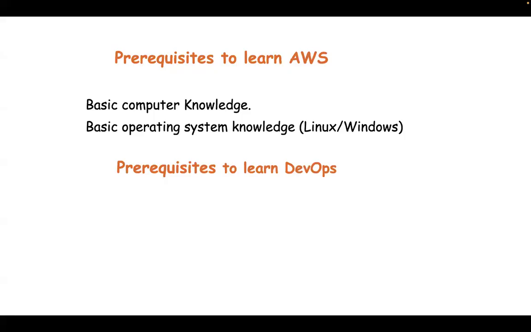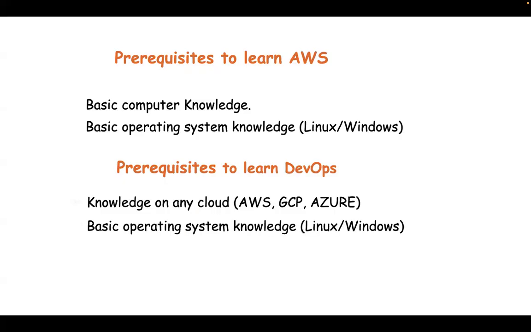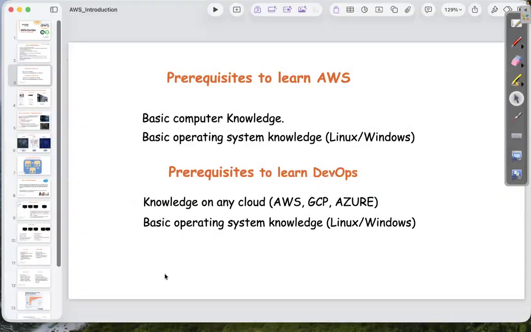Now, what are the prerequisites to learn DevOps? To learn DevOps, you need to have knowledge of any of these cloud platforms, because DevOps is used in one of these clouds, either AWS or GCP or Azure. So to learn DevOps, you should learn any one of these clouds. I'll be teaching AWS here. And to learn DevOps, you should also have knowledge of Linux. So Linux is a prerequisite to learn both AWS as well as DevOps.